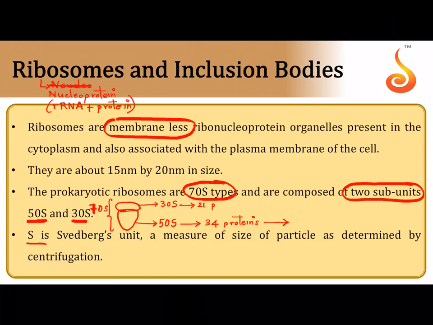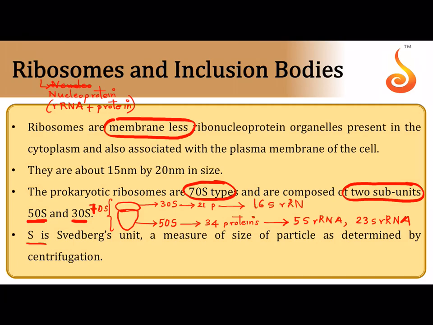The 50S subunit contains 2 different types of ribosomal RNA, that is 5S rRNA, as well as the most important 23S rRNA, present in the larger subunit. The smaller subunit contains a small rRNA that is referred to as the 16S rRNA. So remember that the larger subunit of prokaryotes, which is the 50S subunit, has 34 proteins with 5S rRNA and 23S rRNA, whereas the 30S or the smaller subunit has 21 different proteins in it with 16S rRNA contained in it. Okay.